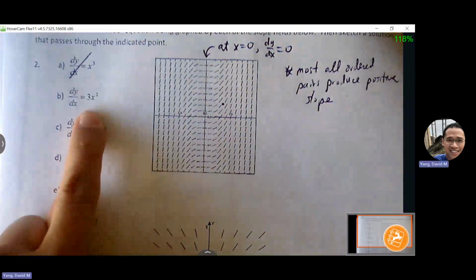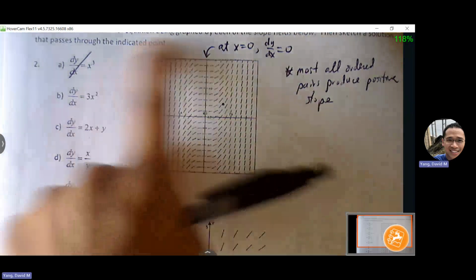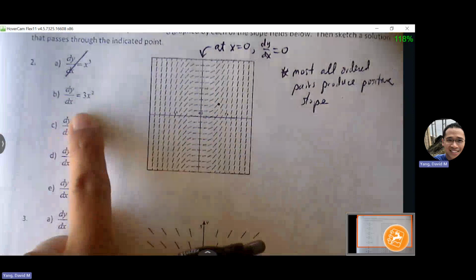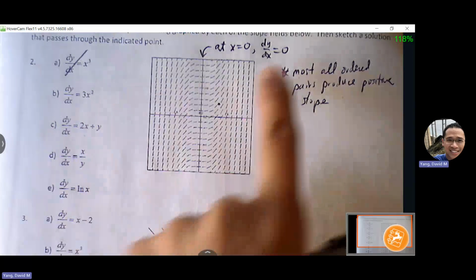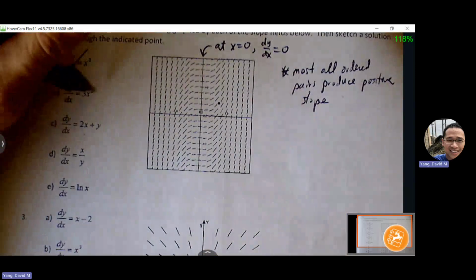Okay. 3x squared, keep or remove? Keep, right? This is definitely possible because I'm not getting any negatives if I plug in any x value. It's always getting squared. And if I plug in 0, I'm getting 0 as well. So this is a possibility. We're gonna hold on to this one.